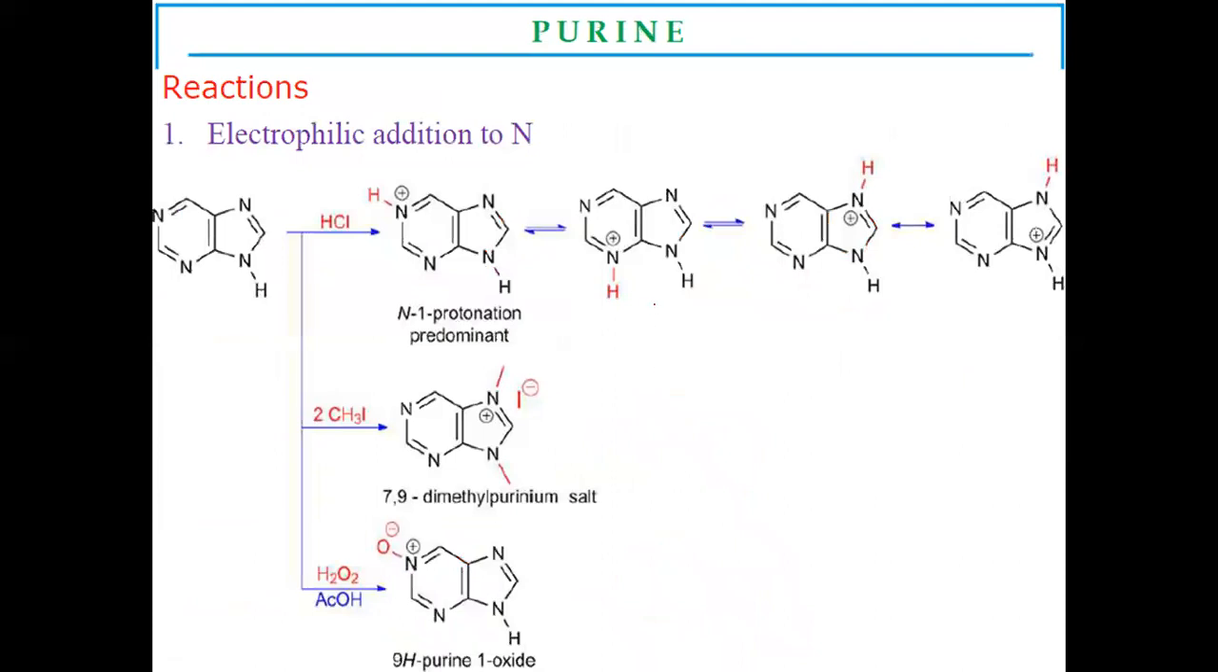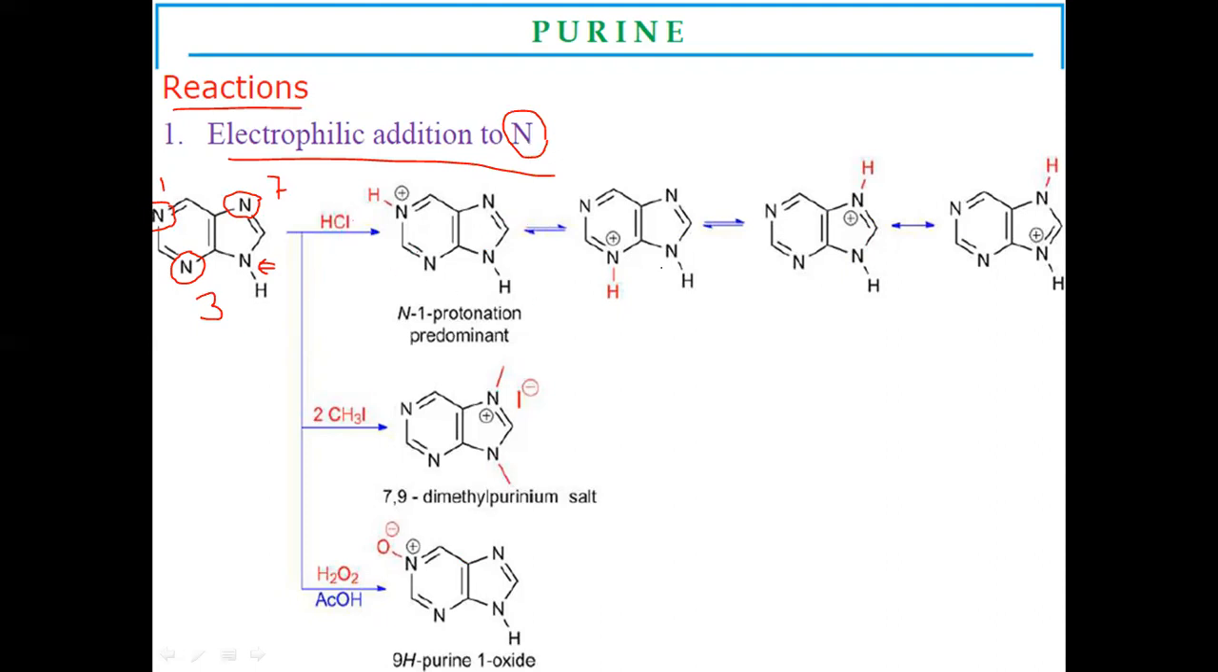Now we have to move on to the reactions of purine. The first reaction is electrophilic addition to nitrogen atoms. Here all nitrogen atoms have unshared electrons present in the structure of purine. The 7 position nitrogen, first position nitrogen and third position nitrogen, and the 9th position nitrogen are involved in delocalization of the electrons. So the nitrogens at the 7, 1 and 3 positions have lone pairs of electrons, and they undergo protonation.